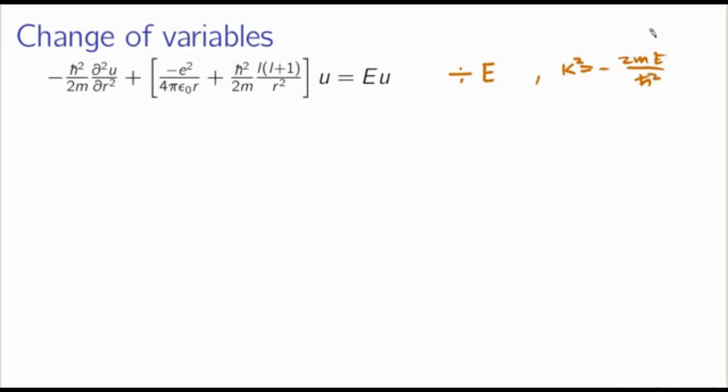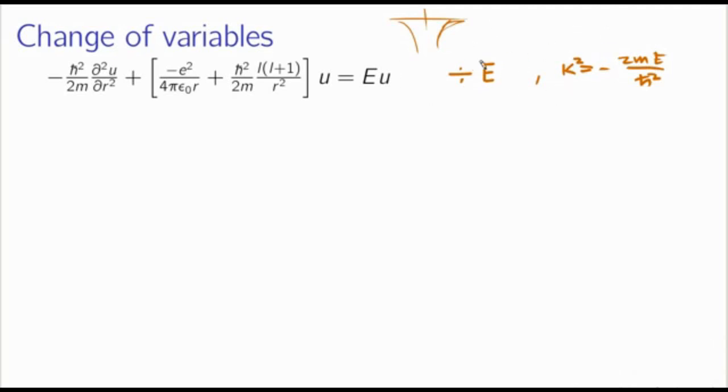The minus sign here refers to the fact that for bound states in this potential, which looks like a potential well, we're going to have bound state energies that are negative. So if energy is negative, k squared is a positive number. There's no real problem with this.